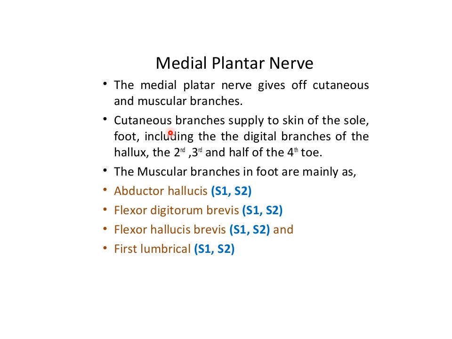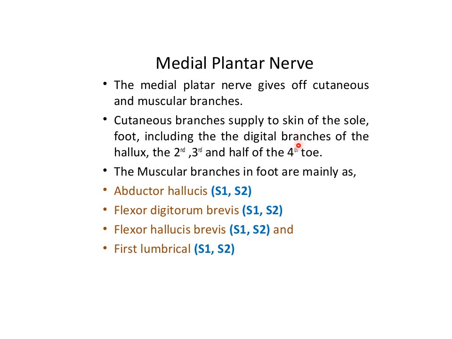Cutaneous branches supply the skin of the sole and foot, including the digital branches of the hallux, the second, third and half of the fourth toe. So that means the four digital nerves supply skin of the medial 3.5 toes and the larger medial part of the sole.